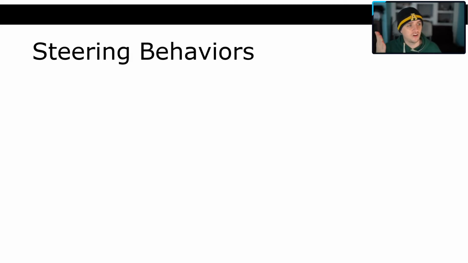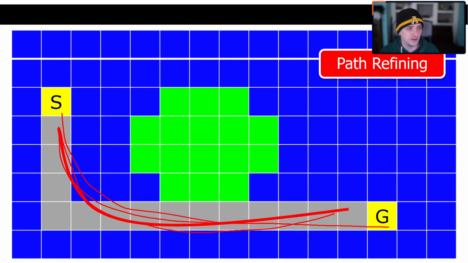You can't just turn on a dime in a car, despite what the manufacturer might tell you. It does have a nice smooth turn. So a steering behavior is something that we're going to implement in order for our movement to look more realistic.